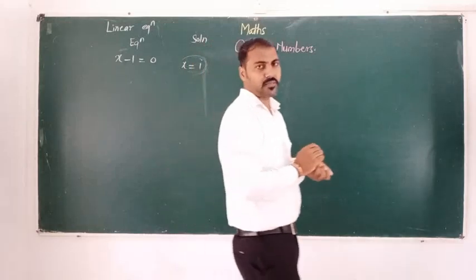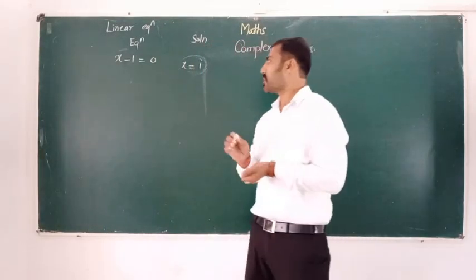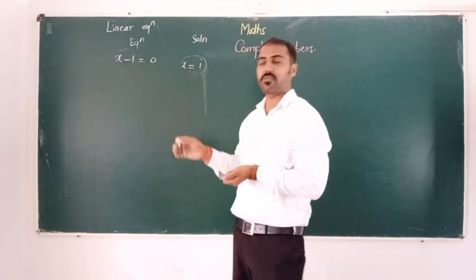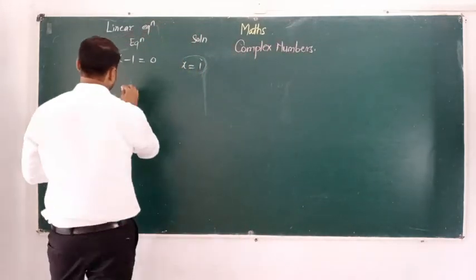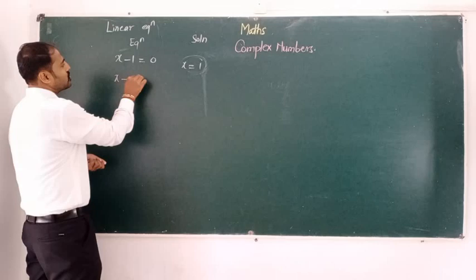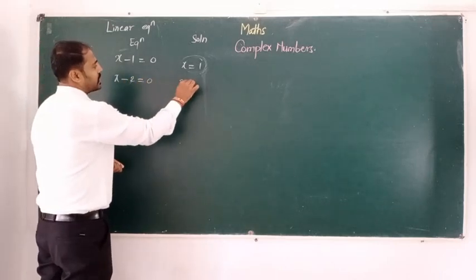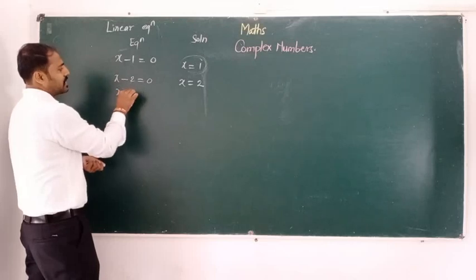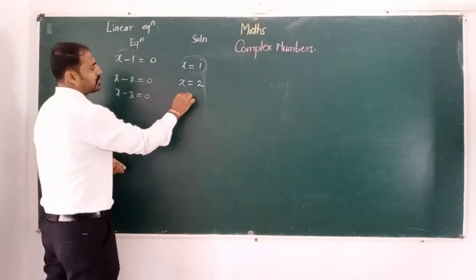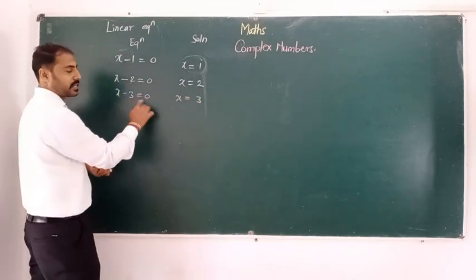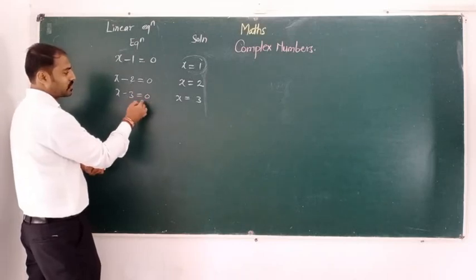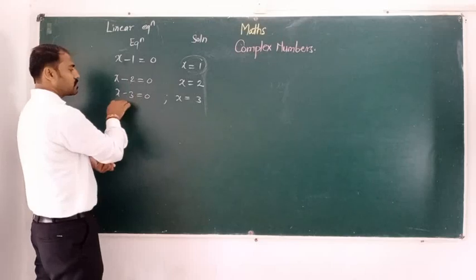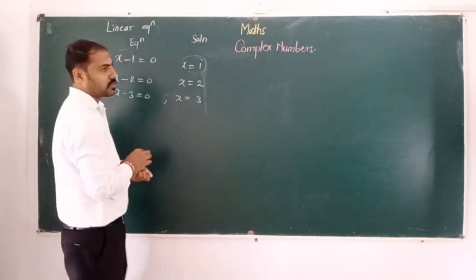There are so many equations. Here is x minus 1 is equal to 0. The solution of that equation is x is equal to 1. When we solve x minus 2 is equal to 0, we get x is equal to 2. Take 2 on RHS. x minus 3 is equal to 0, we get x is equal to 3. So x is equal to 3 is the solution of x minus 3 is equal to 0.